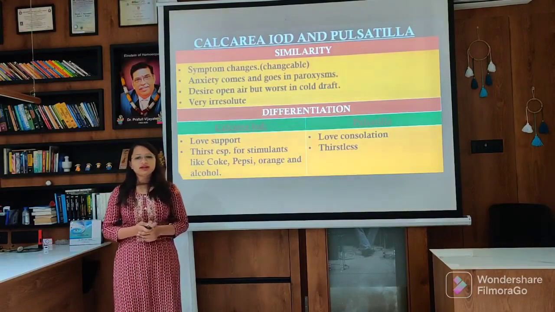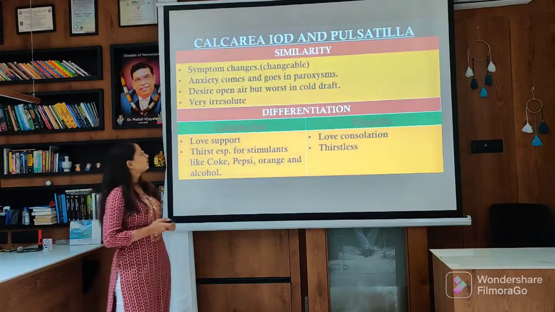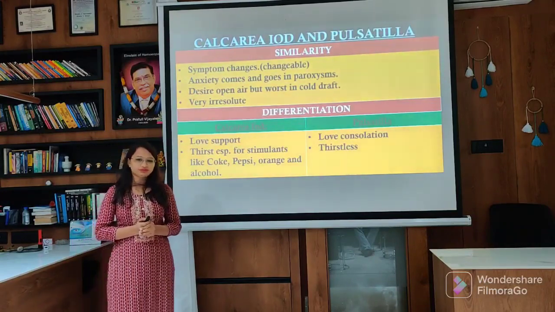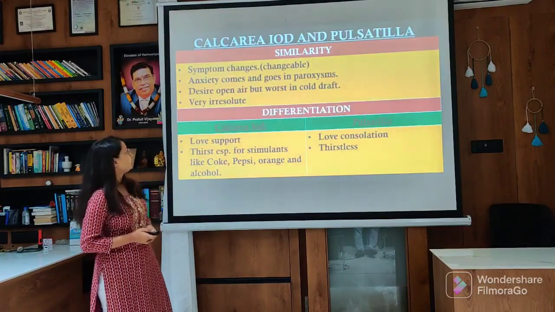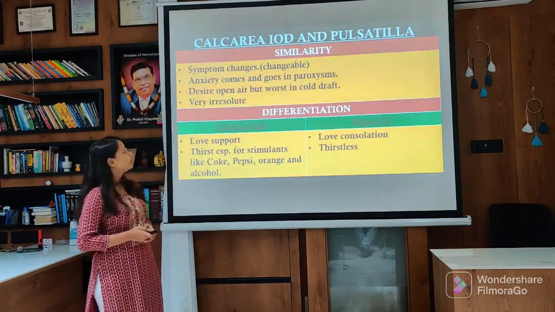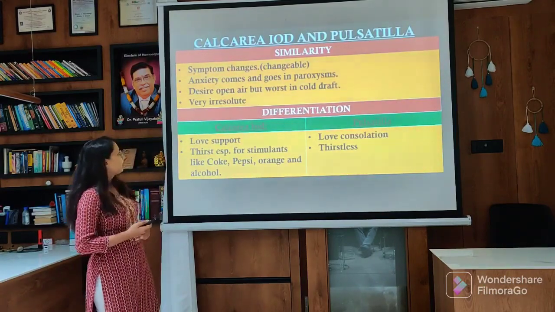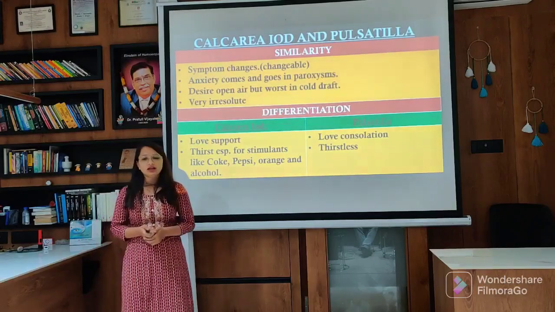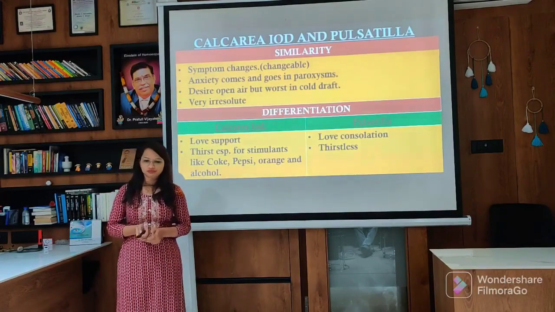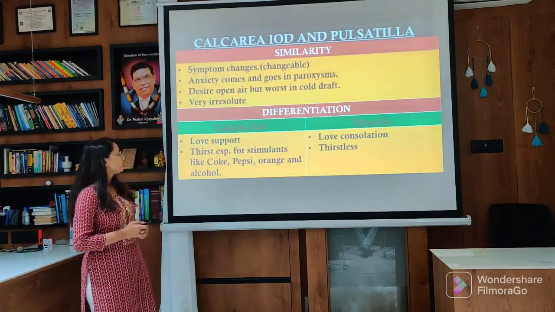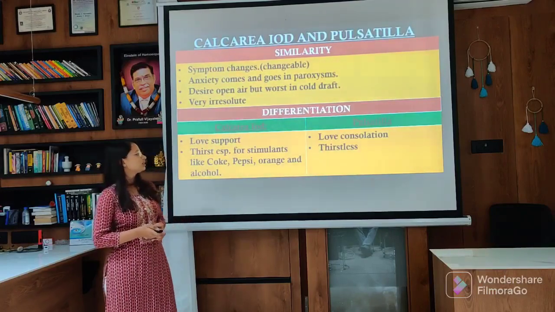The difference between Calcarea iodata and Pulsatilla. The similarity is that symptoms change, they show changeability, both show changeability. Anxiety comes and goes in paroxysms. Both desire open air, but are worse in a cold draft. The difference is that Calcarea iodata loves support, while Pulsatilla loves consolation. Calcarea iodata has thirst for stimulants like Coke, Pepsi, orange and alcohol, while Pulsatilla is thirstless.